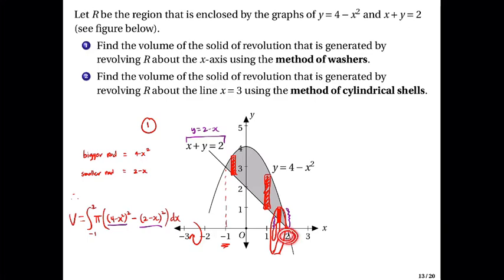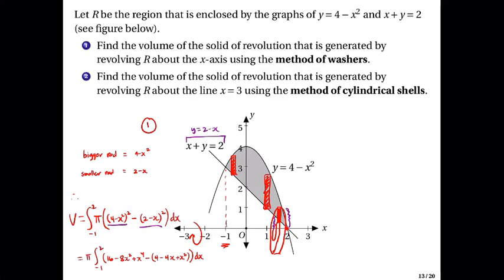to +2. So you see here, -1 up to +2. And then we have pi, and then we have the bigger radius squared minus the smaller radius squared. And then we expand these two guys here, and we will obtain the following.